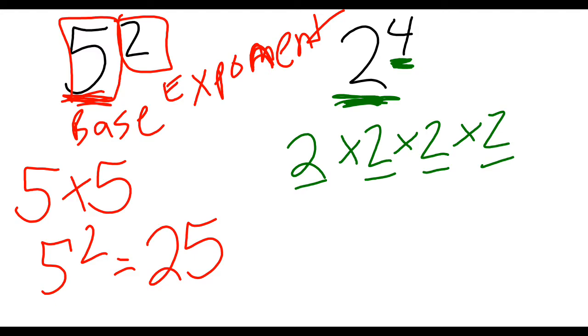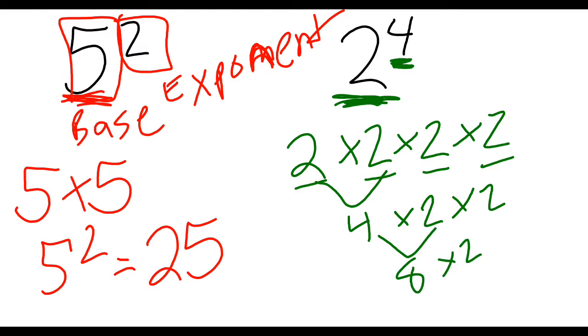Now, watch as I do this. 2 times 2 is 4, and then I'm going to do that again and again. So 4 times 2 is 8. Bring down my other times 2. And then 8 times 2 is 16. There's my final answer.